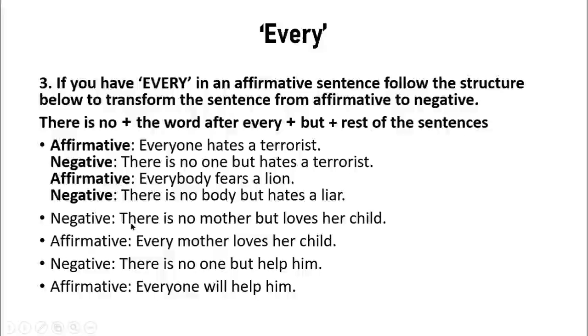There is no mother but loves her child. Instead of "there is no," we have to use "every." Then we use the word after "there is no," which is "mother," then the rest of the sentence: loves her child. By our structure, we got "but," so we will not use "but" while changing sentences from negative to affirmative. "But" will be dropped, because we got this "but" from the structure. Every mother loves her child.